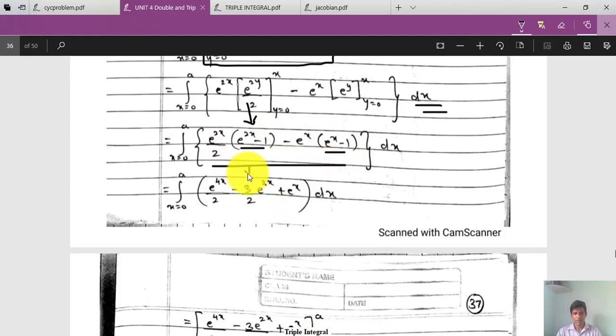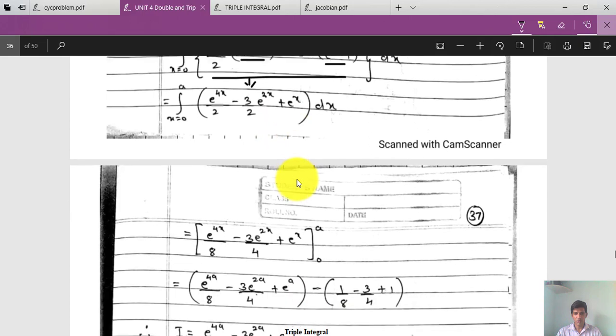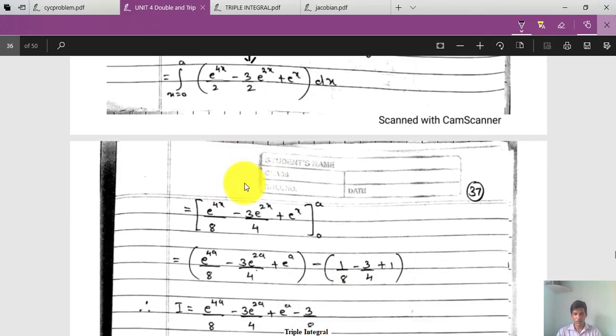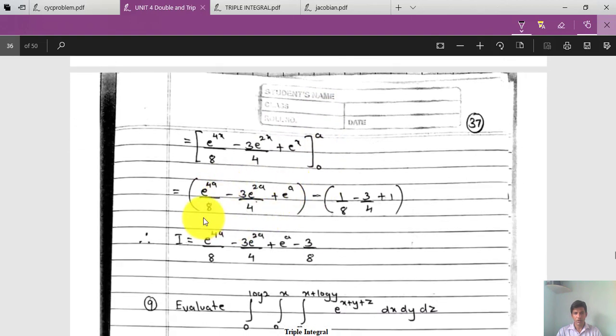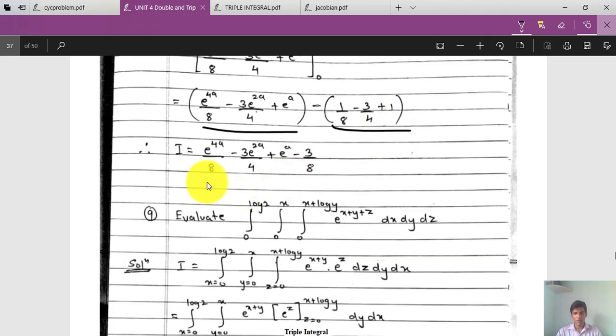You get e raised to 4x divided by 2 minus 3 by 2 e raised to 2x plus e raised to x. Therefore, on integrating it with respect to x, this turns out to be e raised to 4x divided by 8 minus 3 e raised to 2x divided by 4 plus e raised to x, over the limit 0 to 8. Therefore, on substituting the upper limit and lower limit, finally you get this particular answer.